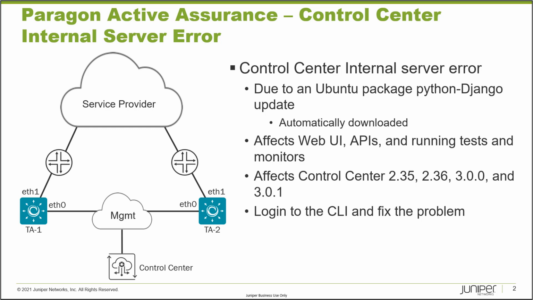What this is due to is there is an Ubuntu package, Python Django update, that tends to get automatically downloaded and updated, and that breaks the control center. And not only does that break the web interface, but also breaks APIs, any running tests and monitors as well, which sounds pretty bad, right? And this does affect Control Center versions 2.35, 2.36, 3.0.0, and 3.0.1. And in the lab, we'll be using version 3.0.1 to exhibit this problem.